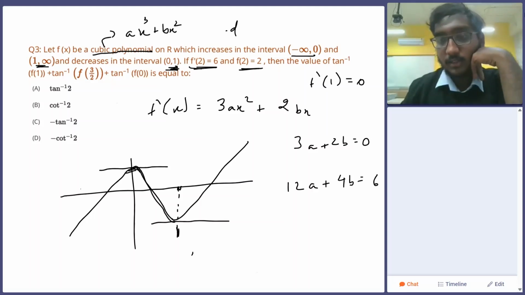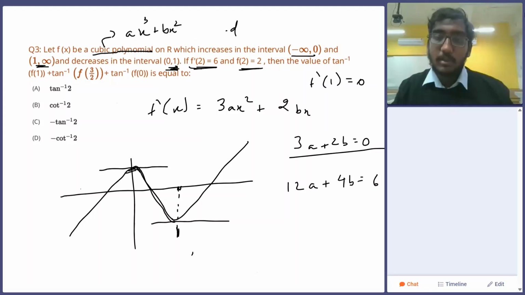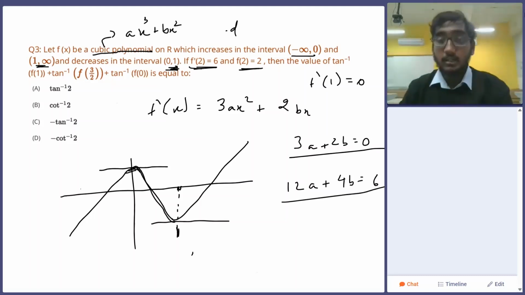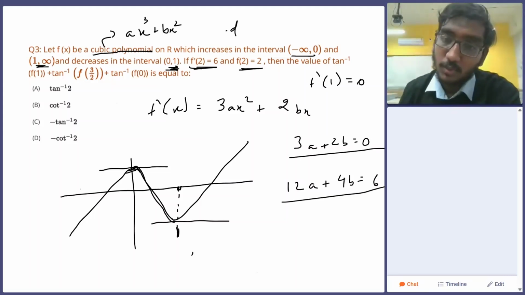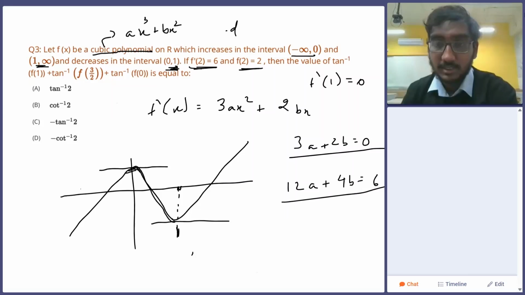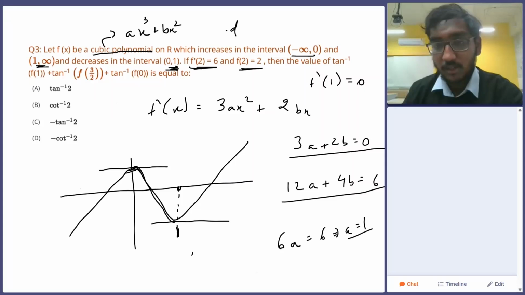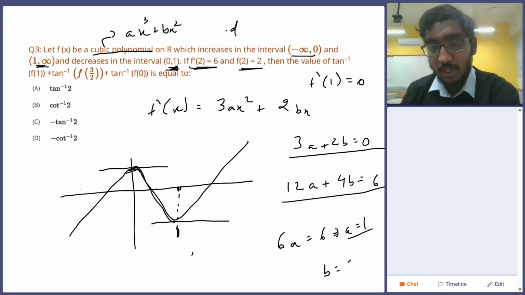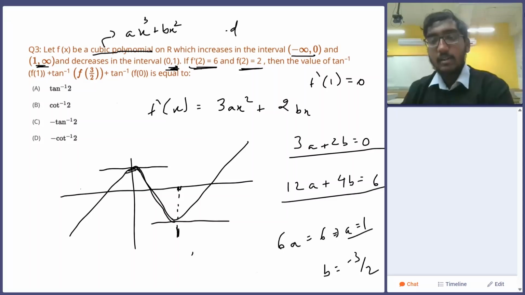So you just multiply this equation by 2 and subtract it from this equation. What will you be getting? 6a plus 4b is 0, 12a plus 4b is 6. That means 6a equal to 6, or a equal to 1. So correspondingly find b also, it will be minus 3 by 2. And c we already determined as 0.